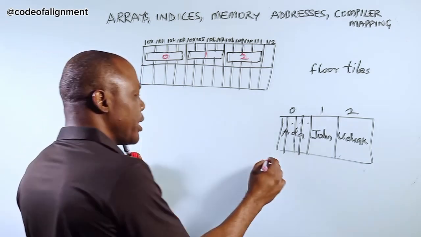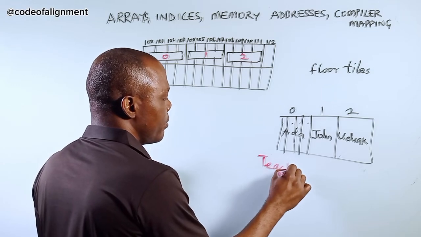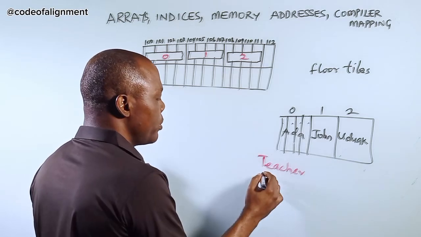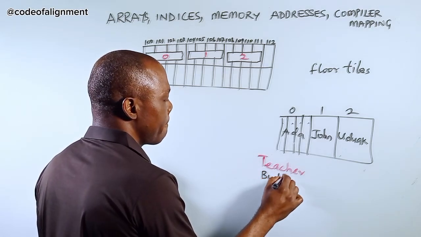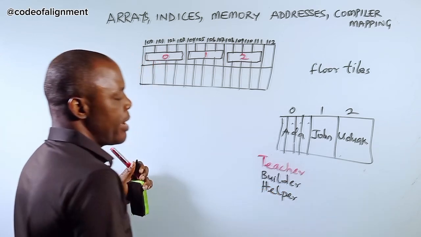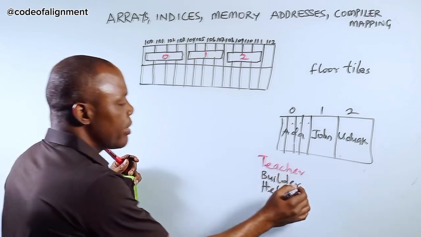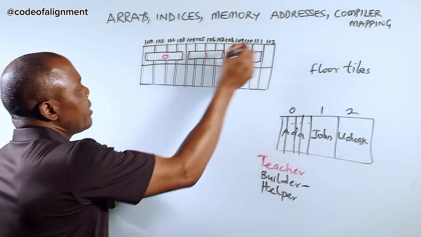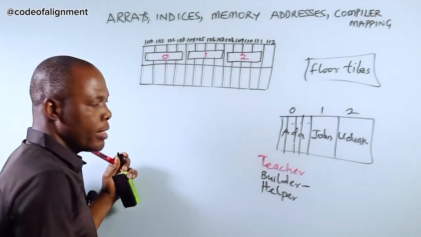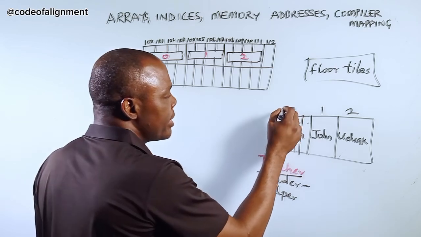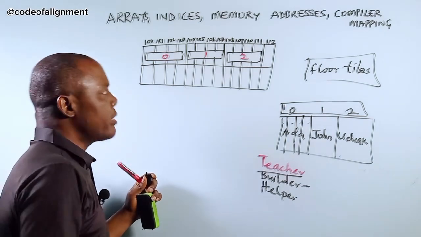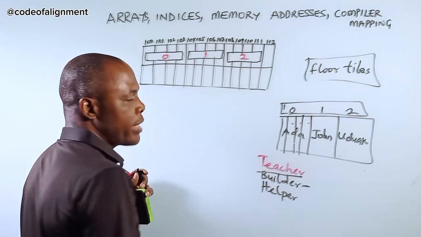Now, we have a teacher, and then we have the school builder, and then we have a school helper. So these 3 people are going to speak. Now, this school builder is the one that built the school, and he's the one that is interested in these floor tiles. This teacher is interested in these numbers that are assigned to each of the chairs. So the teacher is not interested in these floor tiles.